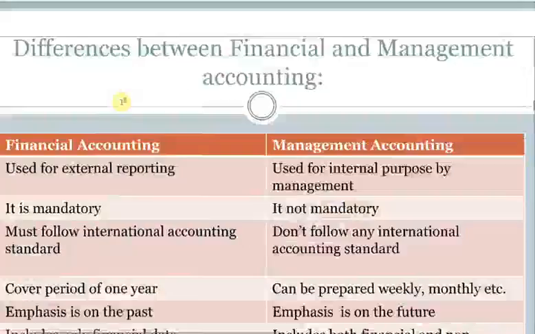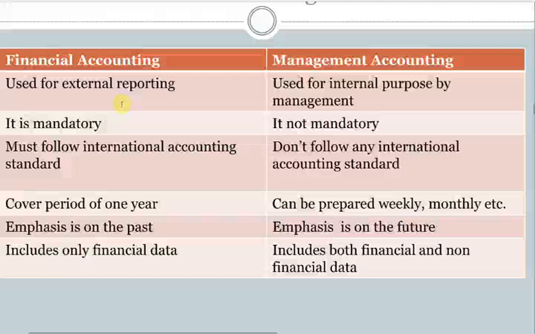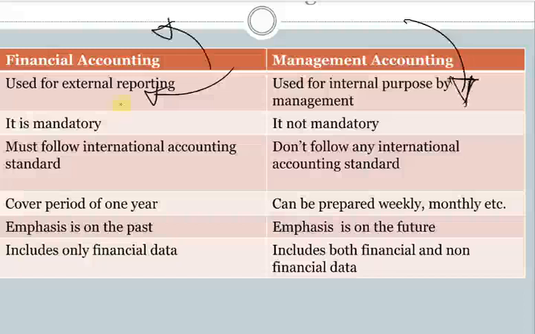So let us look at the difference between financial accounting and management accounting. So the first thing is financial accounting is reporting to the external, while management accounting is reporting to the internal party, which is the management. Financial accounting is mandatory. So all companies, limited companies, are required to produce financial statements, while management accounting is not mandatory. A company can run without management accounts, so it's not mandatory.